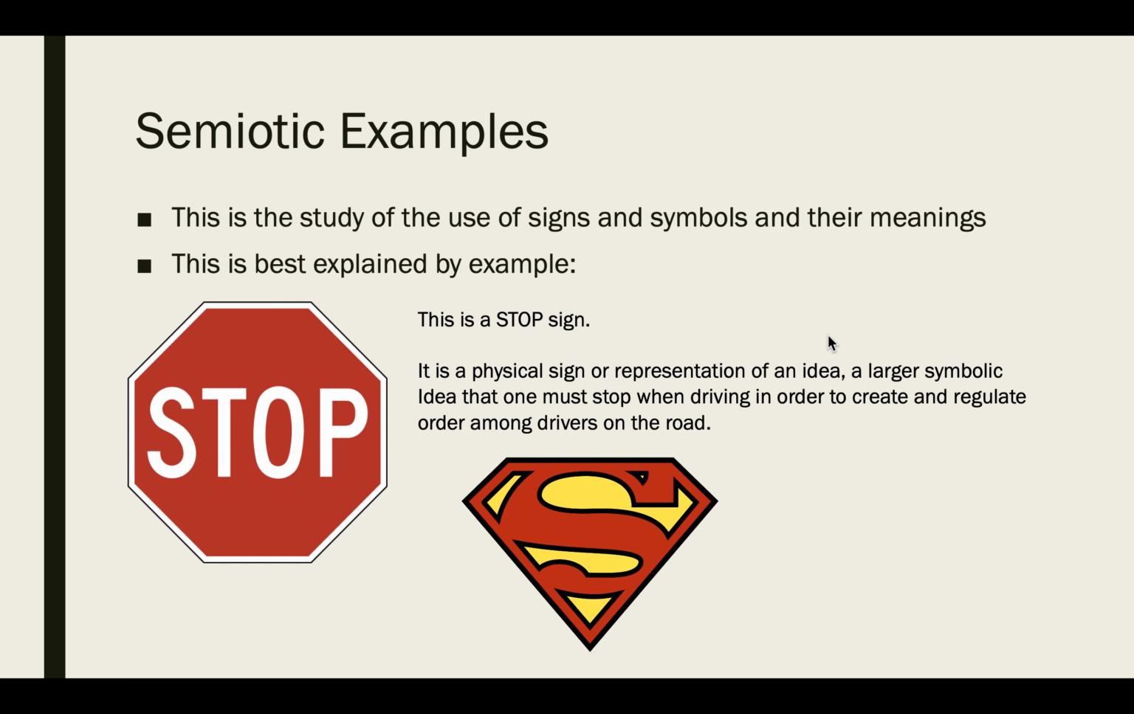So that's the thing: a sign is a physical representation of some sort of larger, often more abstract or complex idea. How about this one? You guys know this is the Superman S. What does that stand for? If you think about the more recent Man of Steel movie, it's supposed to stand for hope. But people recognize this symbol. They know it's Superman. They don't even have to question it.